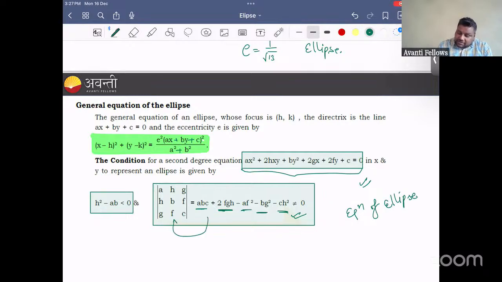Now, this is a determinant form that we'll study in our first lecture of class 12th, first chapter, determinants and matrices. So as of now, you don't focus on the determinant form. You only remember that if the second degree general equation is ax square plus 2hxy plus by square plus 2gx plus 2fy plus c equals 0, then its delta will be ABC plus 2fgh minus af square minus bg square minus ch square. Understood?